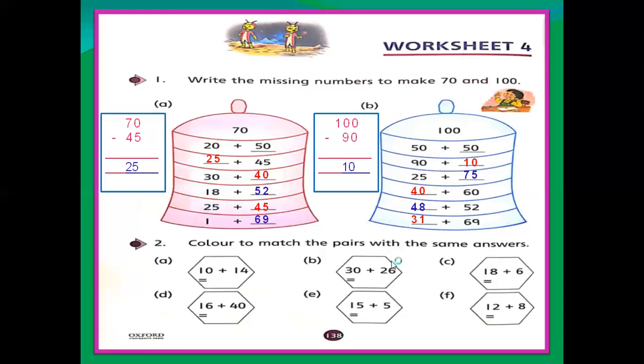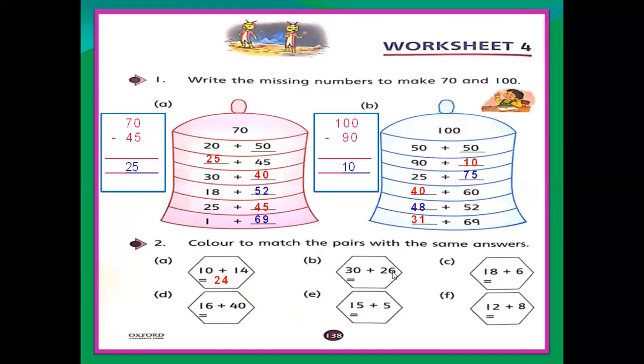Color to match the pairs with the same answer. You will color those which have the same answer, but we have no answers yet. So first you will add these. 10 plus 14. I told you many times that when we add or subtract, we start from the right side. So 0 plus 4, 4, and 1 plus 1, 2. So 24. Mean 10 plus 14 is 24.